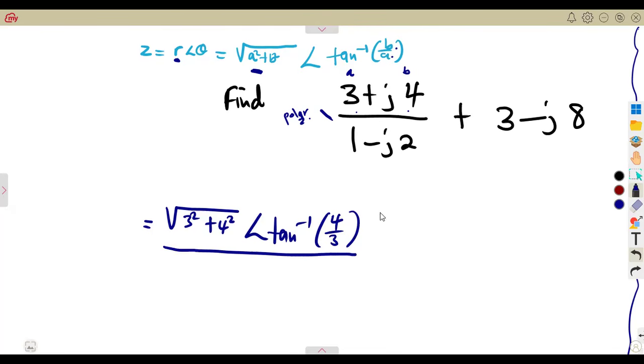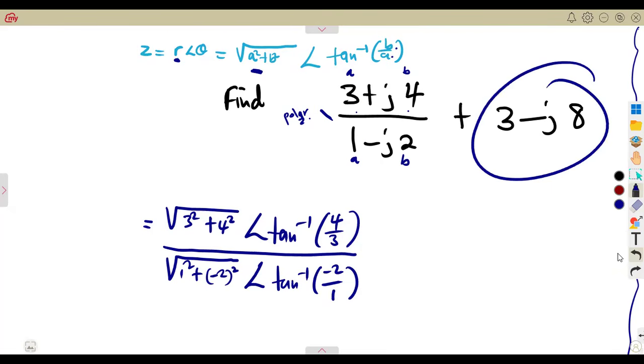Everything over what? We do the same thing. This is our A, this is our B. So we're going to have the square root of A squared plus B squared. That's 1 squared plus B squared, which is minus 2. So that's negative 2 squared, which you can just write as 2. No problem. The angle now, theta, is arctan. So this is arctan B over A, which is minus 2 over 1.